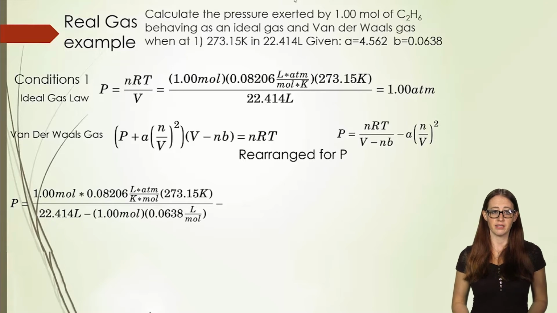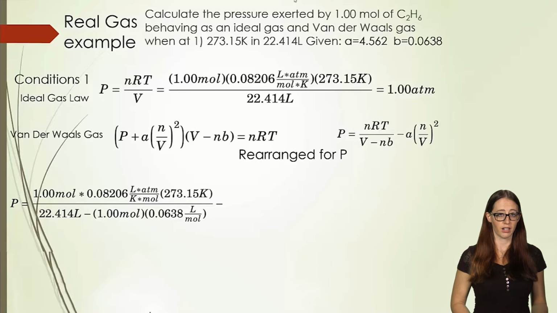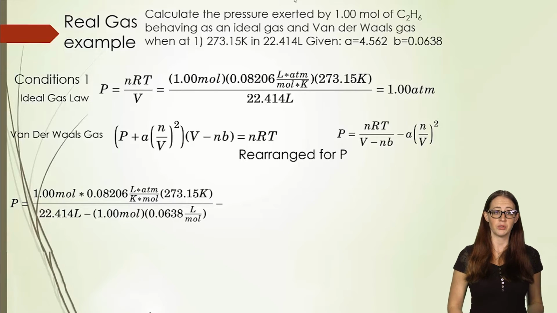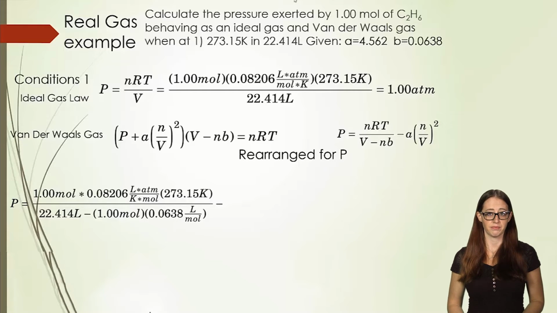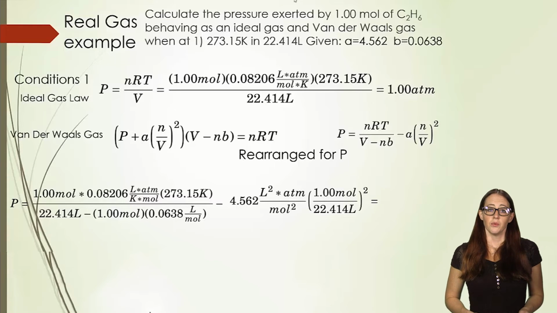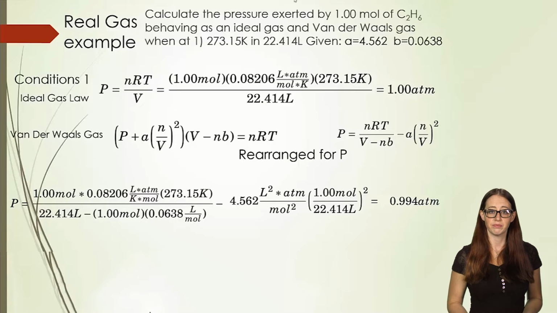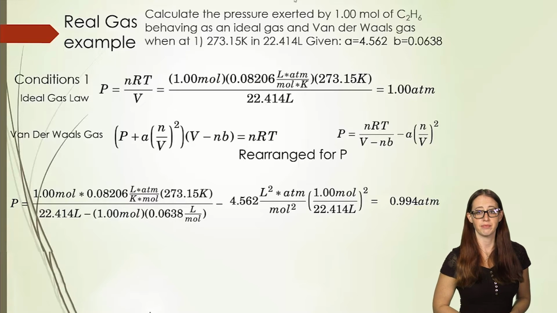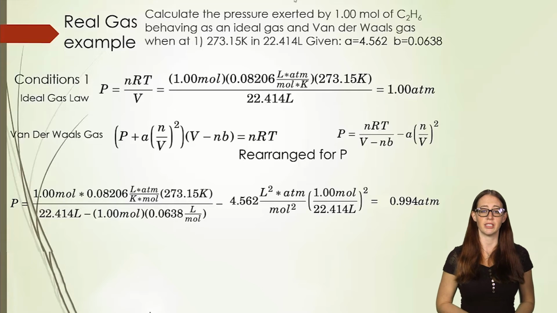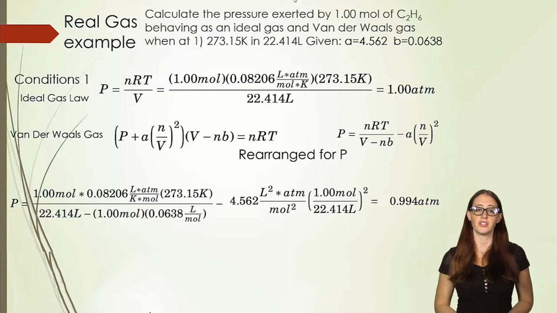So we fill our values in. Our 1 mole gets filled in, our R gets filled in. Remember, we're back to using liters, atmospheres, kelvins, and moles, so we go back to the 0.0821. We fill in our Kelvin temperature, our volume, and then our a's and our b's. When we solve all of this out, we get 0.994 atmospheres. Think about whether this is expected. We are at a relatively high temperature and relatively low pressure situation, and so it makes sense that our 2 values would be similar.